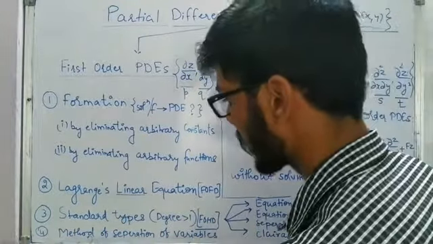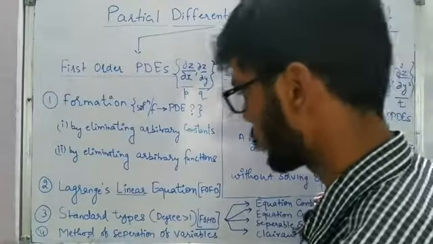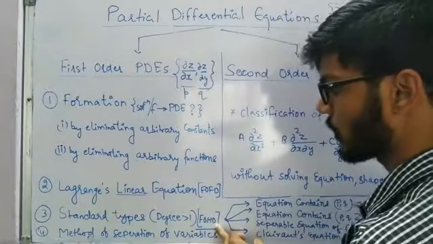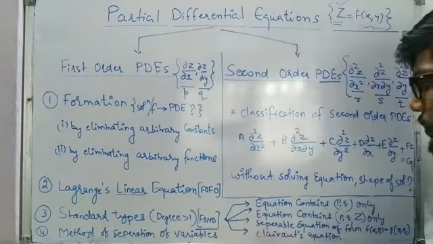And in the standard types, we are going to talk about higher degree also, but in that also we are going to talk about a few standard types only. So that is going to be called first order but higher degree. So in the case of first order higher degree, we have four standard types.